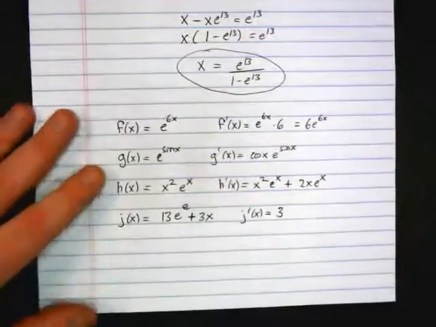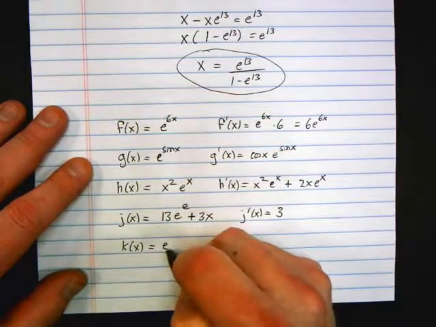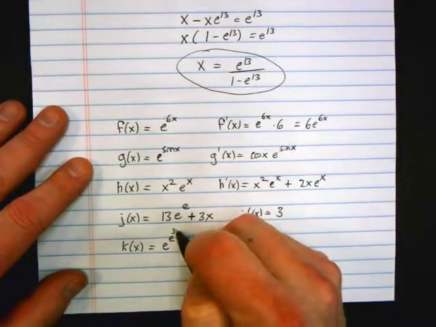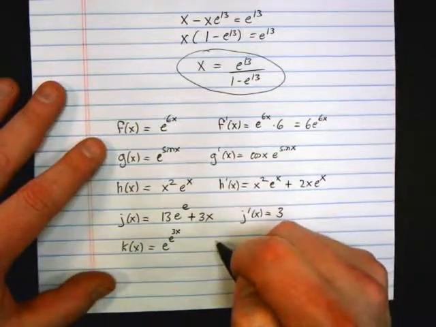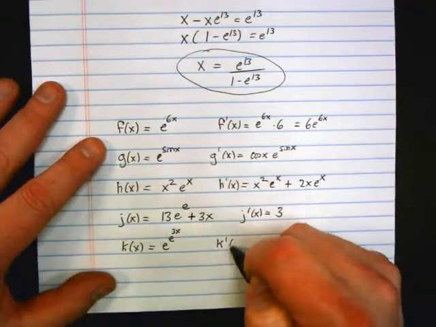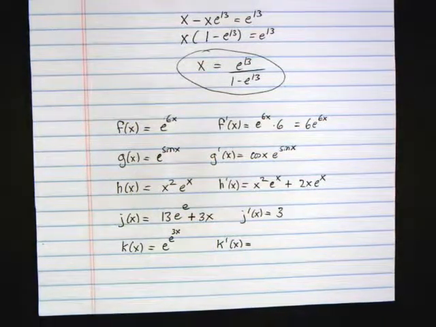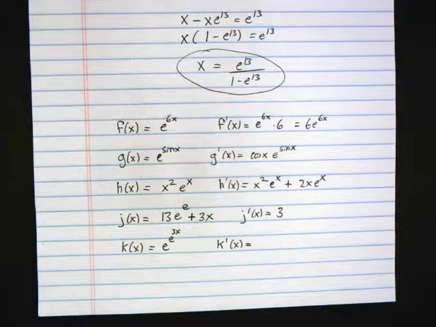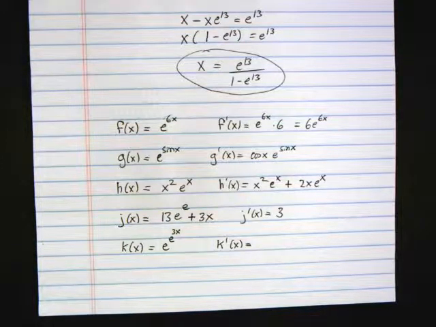All right, so now your problem. K of x, you wanted e to the e to the 3x? All right. K prime of x is? It's chain rule, all right? So I start with the thing furthest outside, that's this e. What's the derivative of e to a power? It's e to that power.